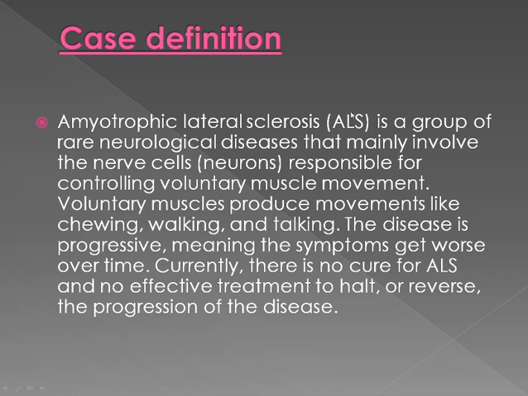Case definition. ALS is a group of rare neurological diseases that mainly involve the nerve cells, neurons, responsible for controlling voluntary muscle movement. Voluntary muscles produce movement like chewing, walking, and talking. The disease is progressive, meaning the symptoms get worse over time. Currently, there is no cure for ALS and no effective treatment to halt or reverse the progression of the disease.